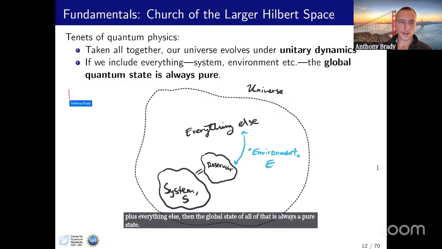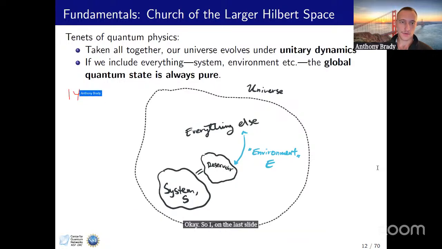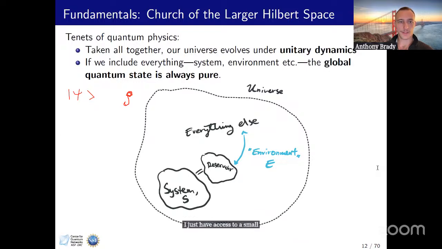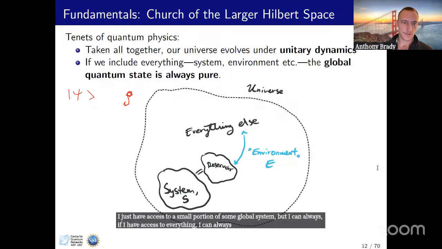Okay. On the last slide you saw a pure state, and I wrote it as a vector. You can also have a mixed state, which is actually a matrix. It's called a density matrix, and we write a mixed state like this. But these mixed states always just come about because I don't have access to everything. I just have access to a small portion of some global system. But if I have access to everything, I can always describe everything in terms of a pure quantum state psi. Okay, next slide, please.